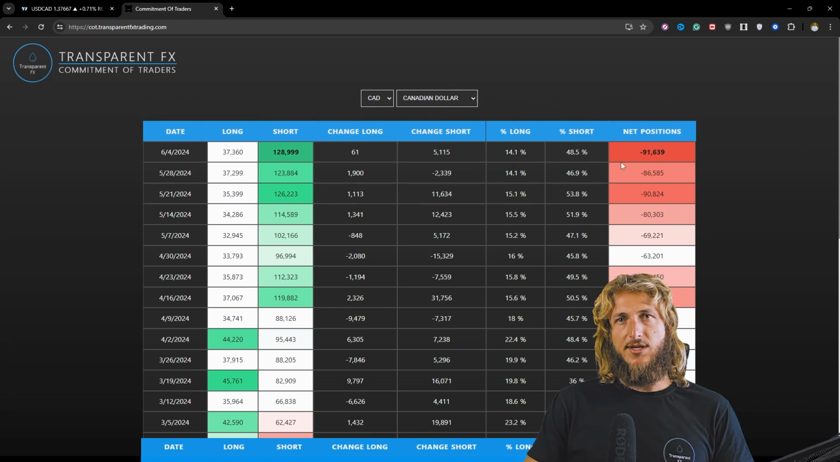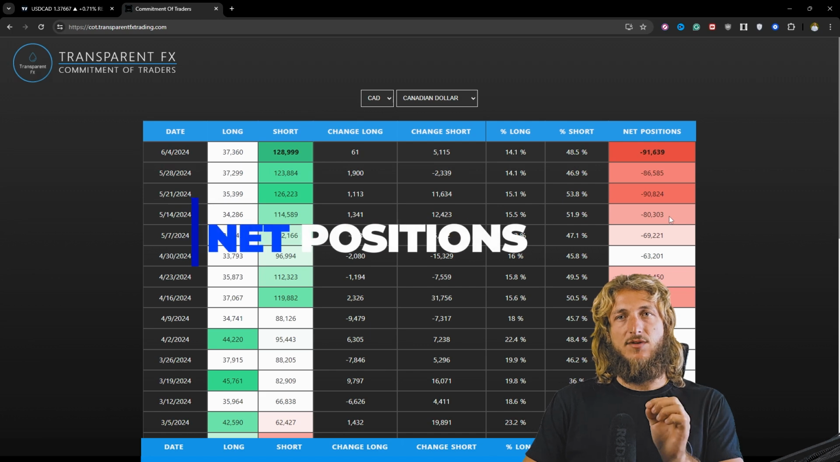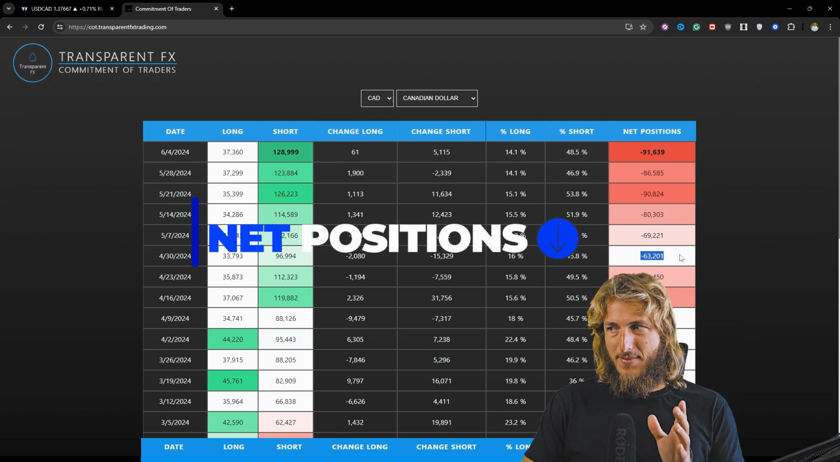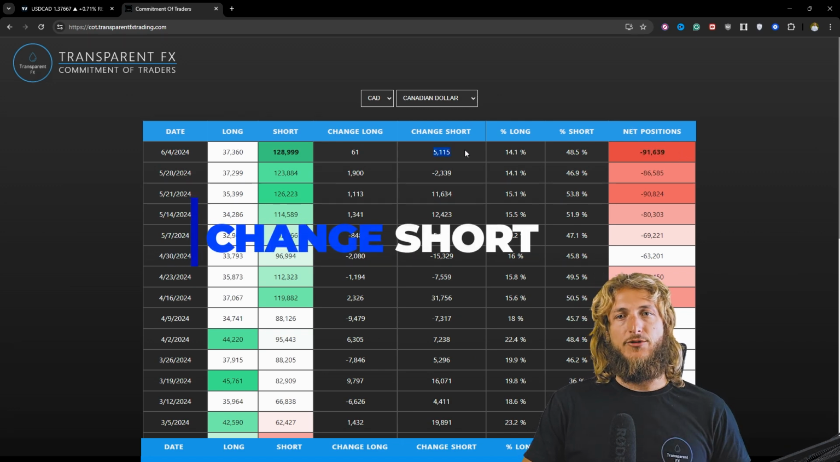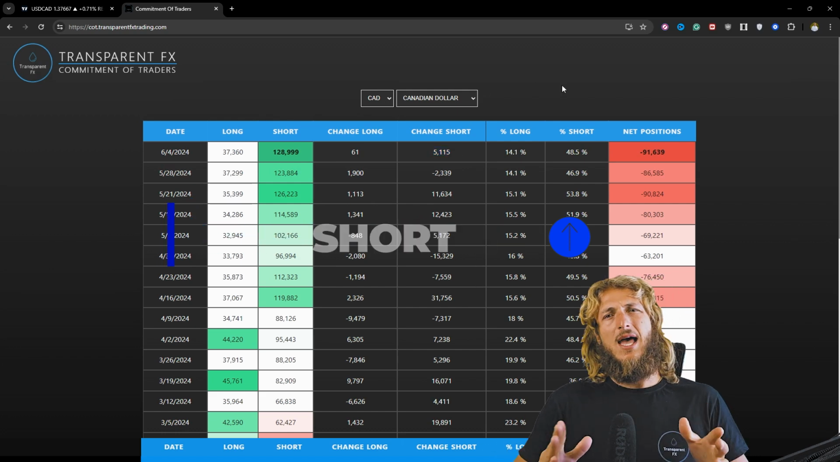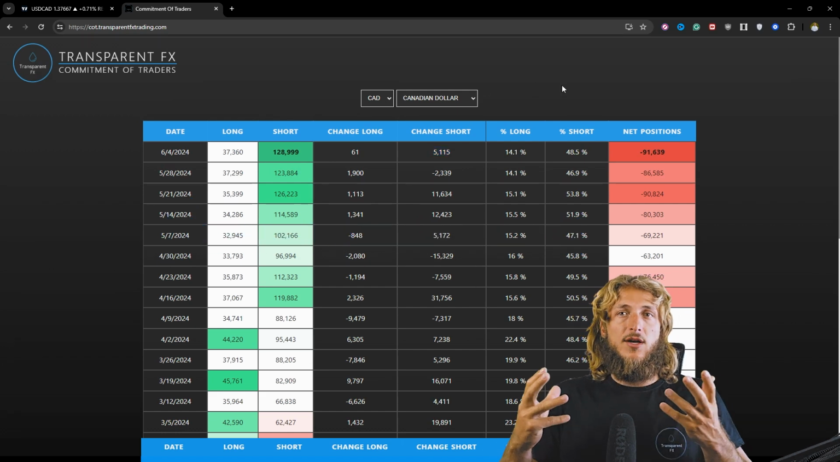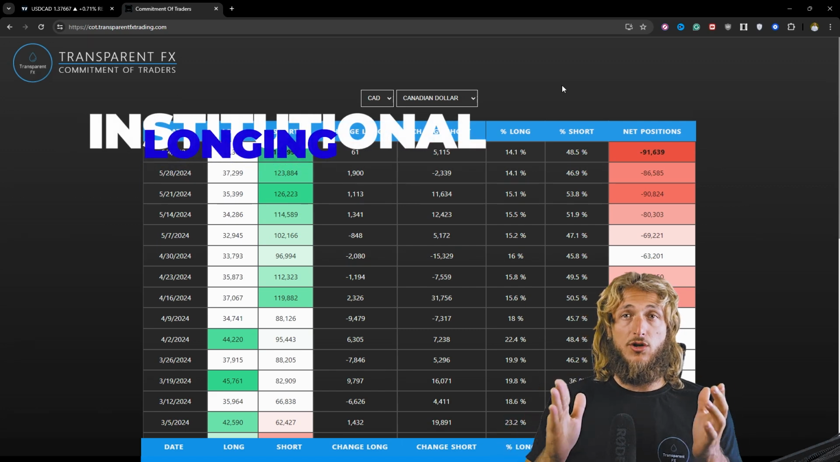Now, what we can see here is that with the last reports on the CAD, net positions have been massively decreased. We went from having minus 63.2k net positions all the way down to minus 91.6k net positions, with 5,100 shorts added just with the last report on the CAD. This shows how a huge amount of institutions are moving to the bearish side of the CAD, therefore longing USD CAD.